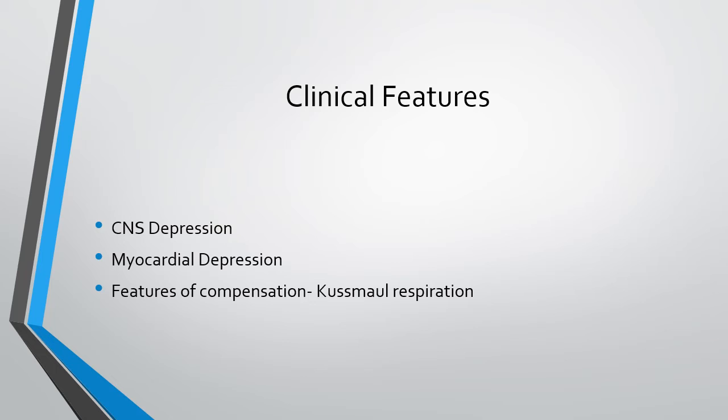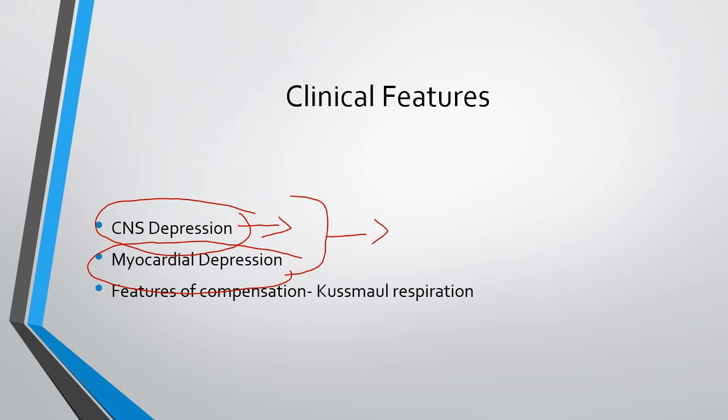Now the clinical features. What you should remember is that acidosis depresses and alkalosis stimulates. Basically, acidosis depresses. So there's depression of the CNS and there's depression of the myocardium. CNS depression includes stupor, lethargy, coma, confusion, etc. Myocardial depression means decrease in the heart rate and cardiac output. So these are the primary clinical features caused by the primary change.